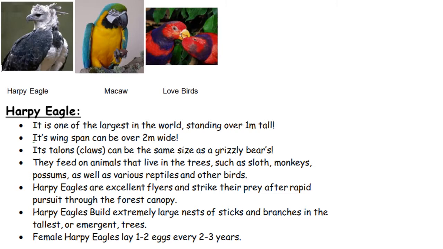They feed on animals that live in the trees, such as sloth, monkeys, possums, as well as a variety of reptiles and other birds. The harpy eagles are excellent flyers and strike their prey after rapid pursuit through the forest canopy. Harpy eagles build extremely large nests of sticks and branches in the tallest or emergent trees.